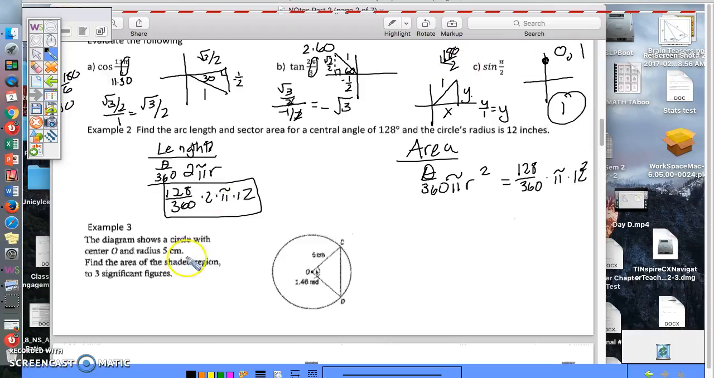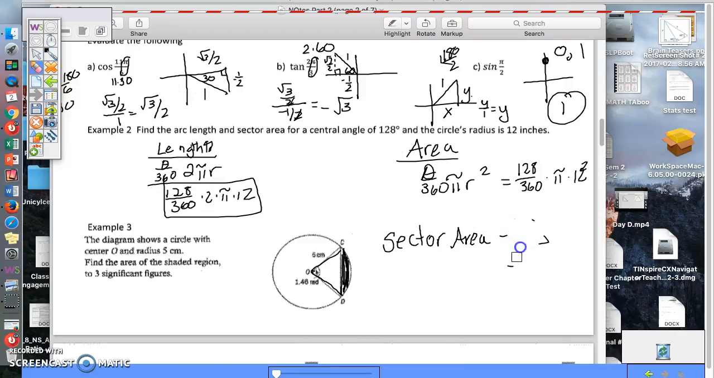Now the last one that's here, it says the diagram shows a circle with center O and a radius of 5. Find the area of the shaded region. This is supposed to be the shaded region. So to get that, we could do the sector area minus the triangle. Well, triangle area is pretty easy. That's base times height divided by 2, so 5 times 5. Oh, but we don't know that that's a right triangle, so we got to figure out the height there.